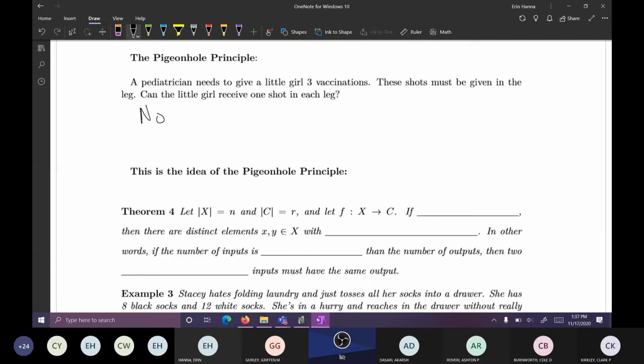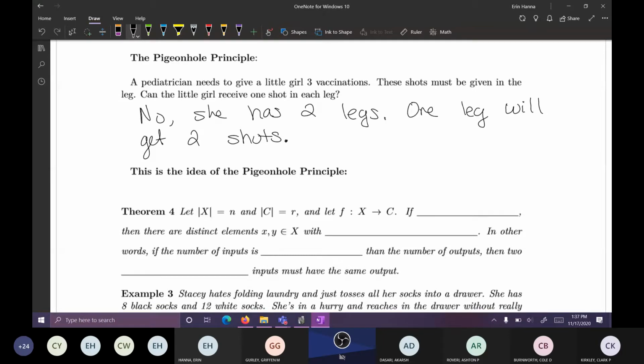So no, she can't receive only 1 shot in each leg because she has 2 legs, which is not as many shots as she needs. There's 1 more shot than she has legs. So it must be the case that 1 leg will get 2 shots. Which is kind of the idea behind the pigeonhole principle. It's essentially like, say you have 5 pigeons, but only 4 nests. If every pigeon has to be in a nest, there must be 1 nest with 2 pigeons in it because there's more pigeons than nests.